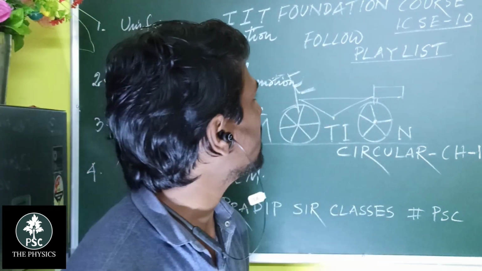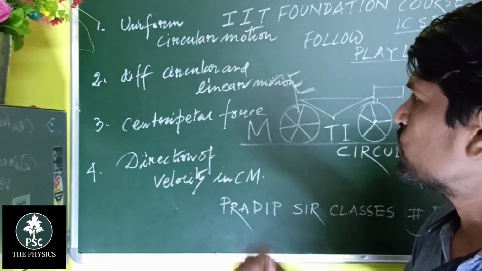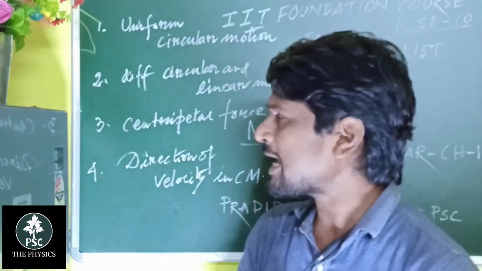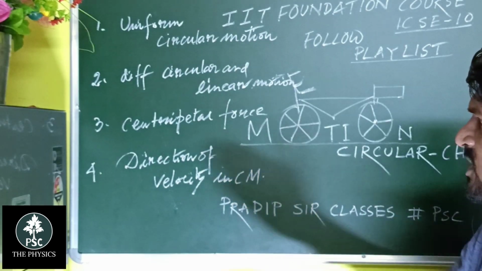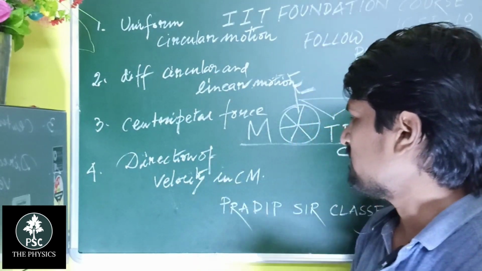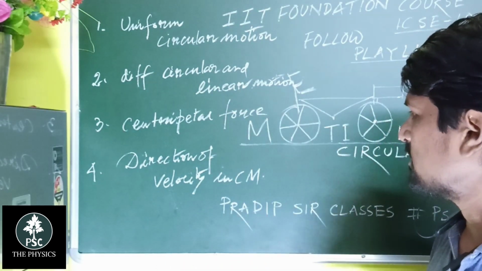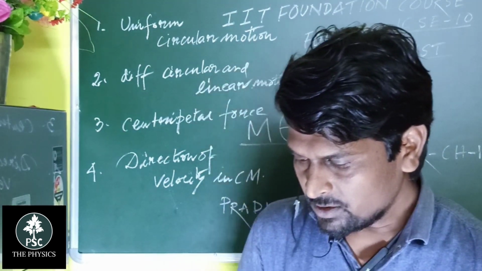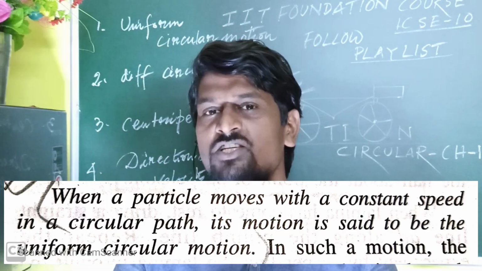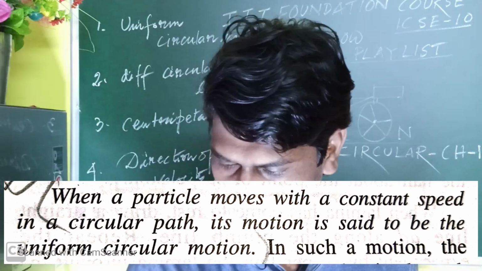So what is uniform circular motion? The key points are uniform circular motion, the difference between uniform circular and uniform linear motion, centripetal force, and finally the direction of velocity in circular motion. Not center of mass, not CM, it is circular motion. First of all, students, what is circular motion and what is the definition of it? So let's start that particular lecture.